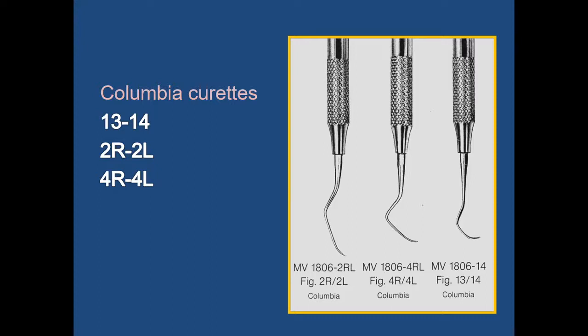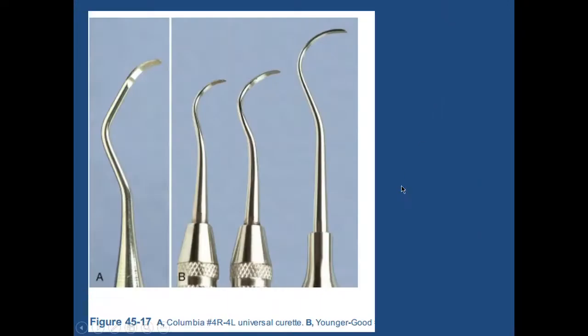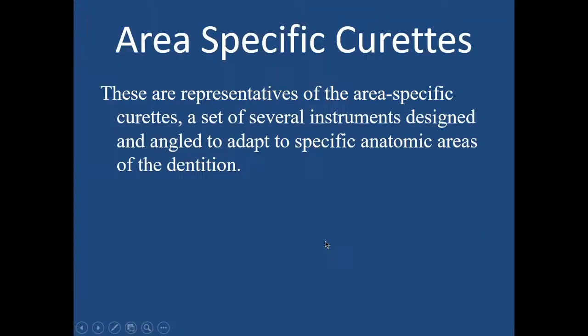The famous Columbia curettes. These are 3 curettes for all the dentition: 13 and 14 for the anterior, and 4R and 4L for the posterior portions, like this. You see? Okay, this is the Columbia also. We will turn to the second one.